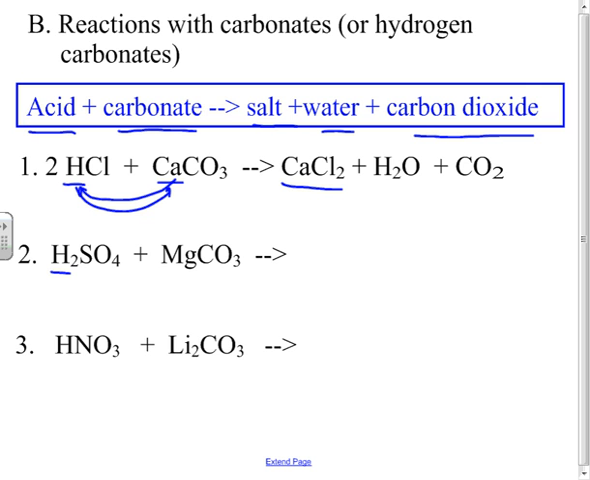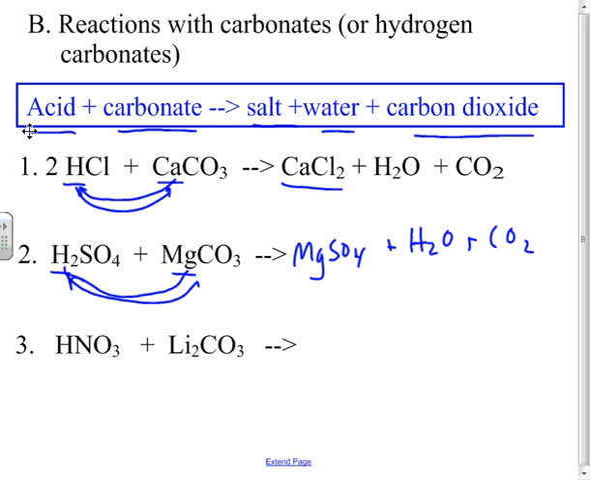Next one, hydrogen and magnesium switch places. This will give us magnesium sulfate. And then again, carbonic acid, H2CO3, but that is unstable and always breaks down into water and carbon dioxide. That one is balanced as written.